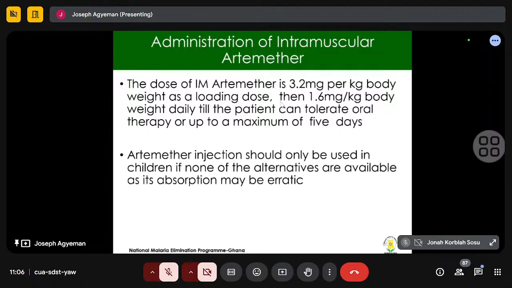But if you do the full course and the patient is still having issues with malaria, that is when you go by that recommendation, artesunate IV plus quinine IV. Are you okay? Yes, please, sir. Thank you. All right. Any other question?